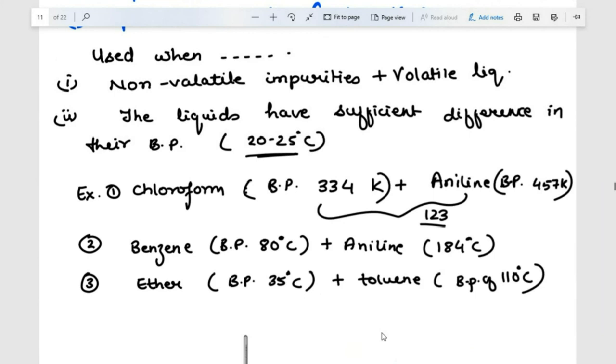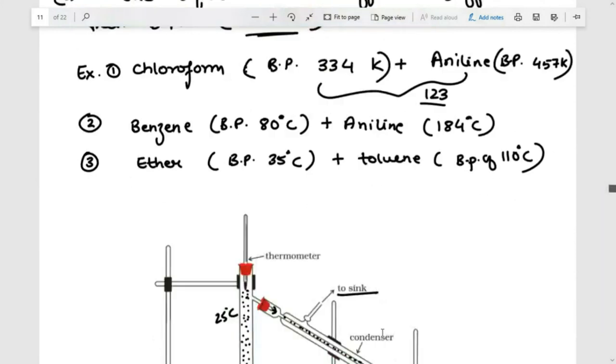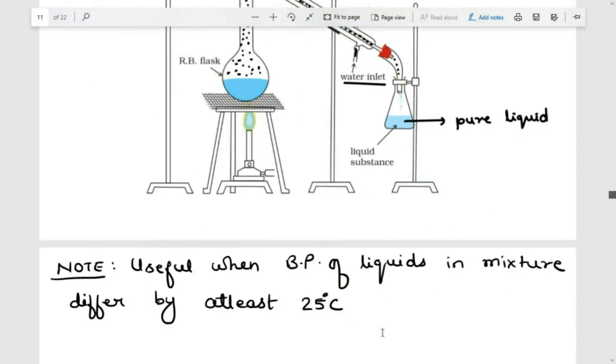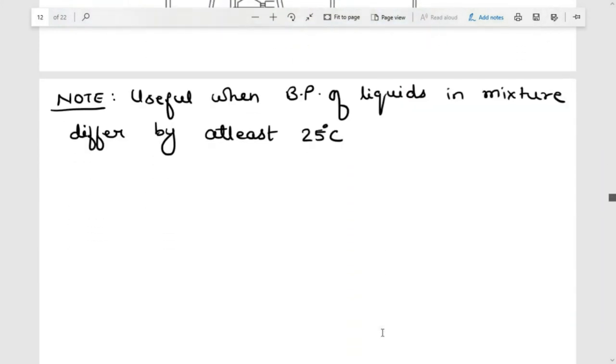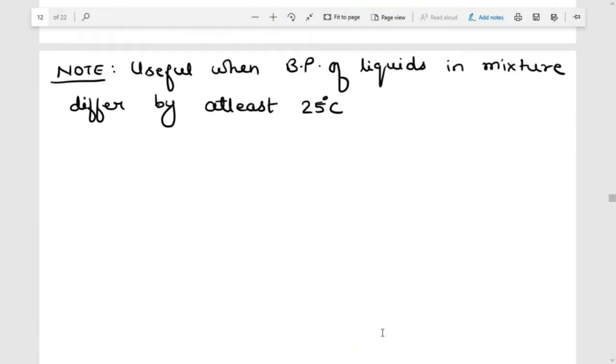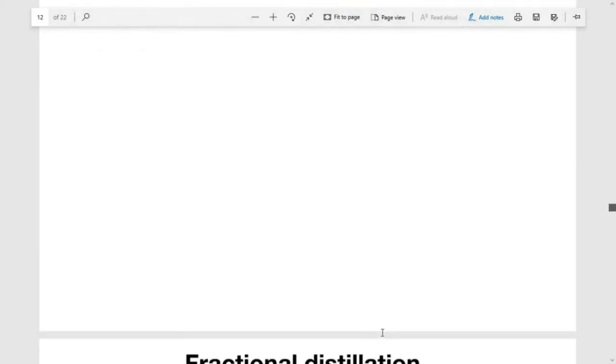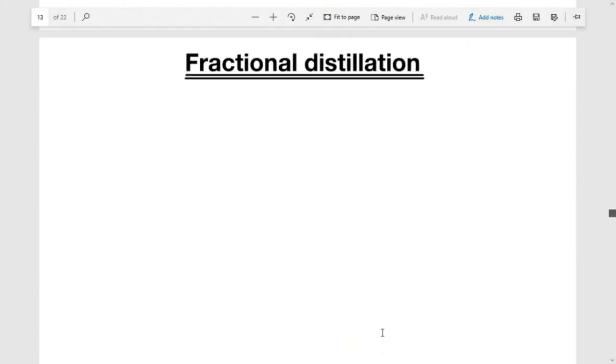So this is a very common method. The only criterion we need is a considerable difference in their boiling points. Here I have put the same note again: useful when the boiling points of liquids in the mixture differ by at least 25 degrees centigrade. This is a thumb rule. It is not a fixed rule written anywhere. It is a thumb rule that we use.